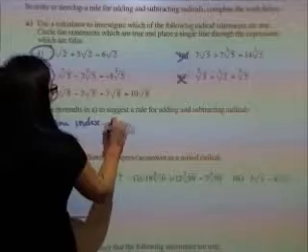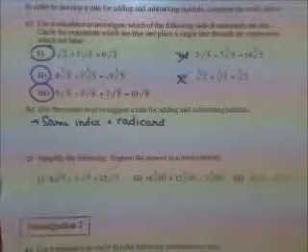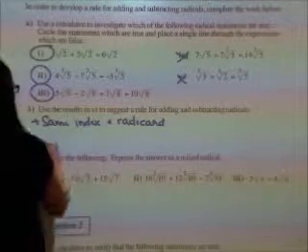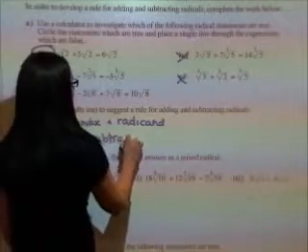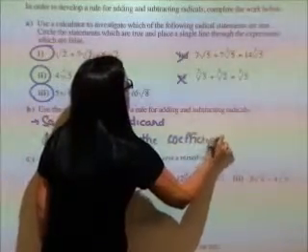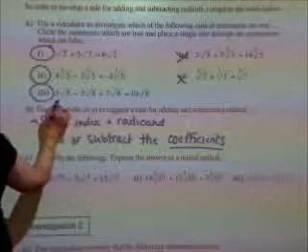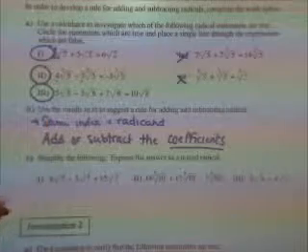So a rule for adding and subtracting radicals is, first of all, you need to have the same index and radicand. Remember, the radicand is the part underneath the radical symbol. And if they have the same index and radicand, we can add or subtract the coefficients. Coefficients are the numbers outside the radical. And if there's no number outside, we put the number 1.